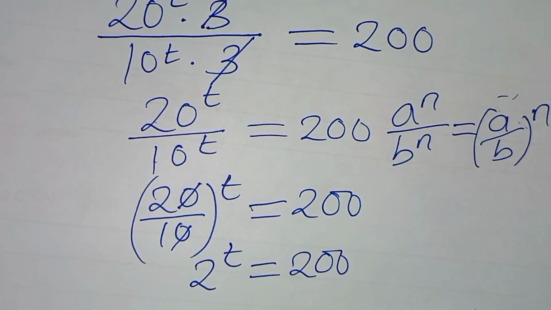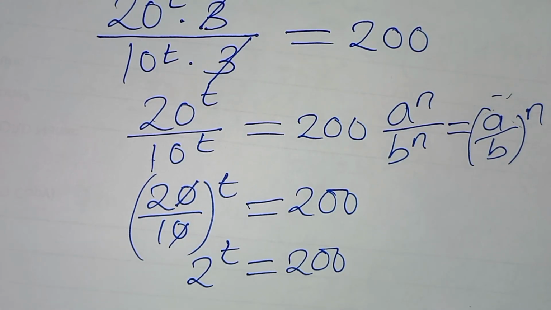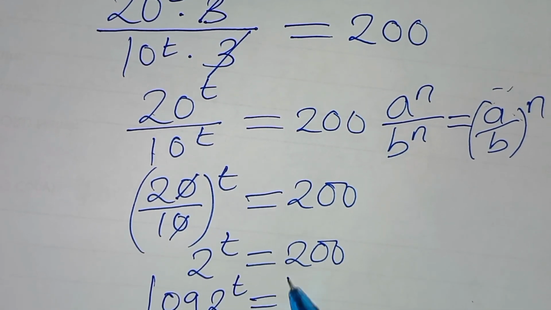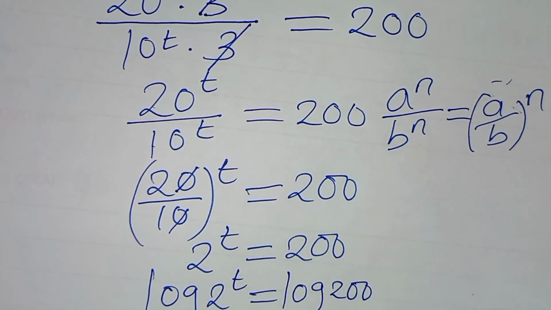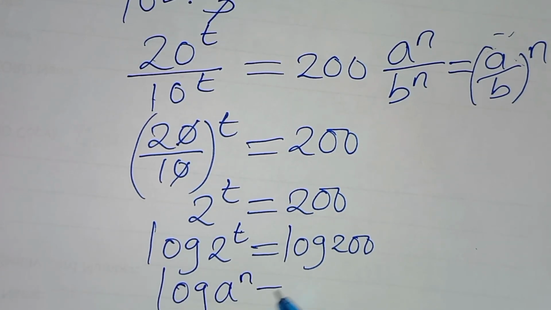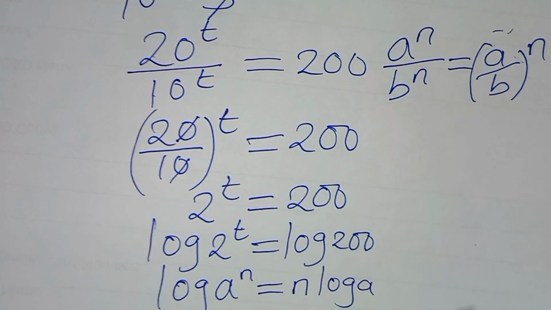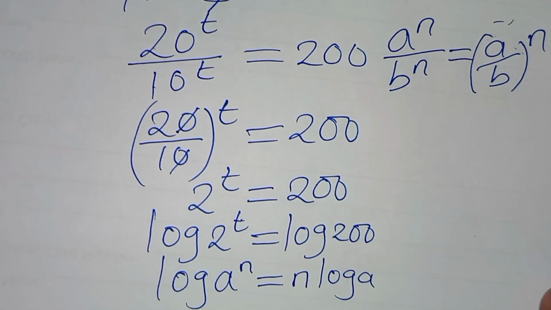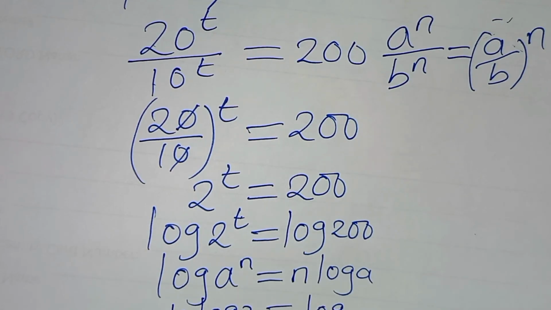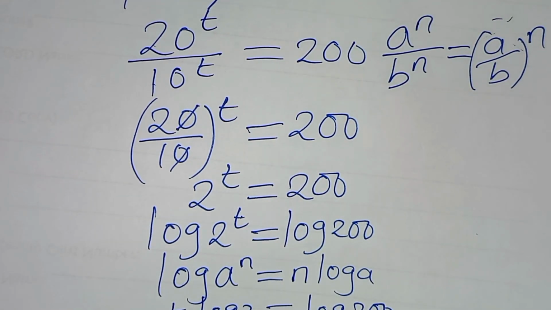To solve for the value of t here, we introduce the natural logarithm on both sides. So here we have log 2 to the power t, this is equal to log 200. Log 2 to the power t, this is in the form of log a to the power n, which we can express as n log a. Applying this power rule property of logarithm, then log 2 to the power t becomes t log 2, this is equal to log 200. So let's divide both sides by log 2.